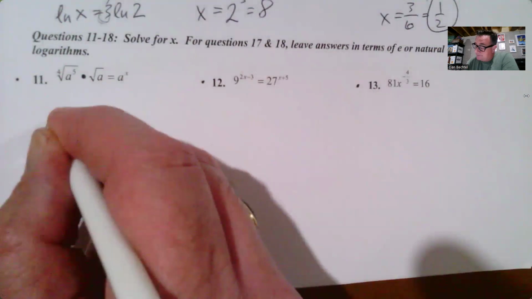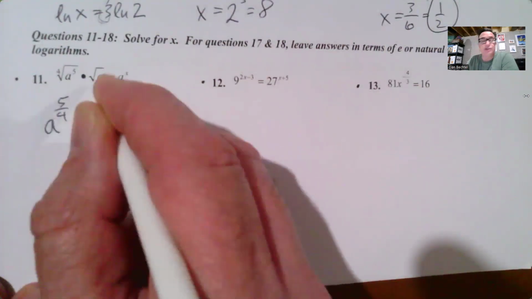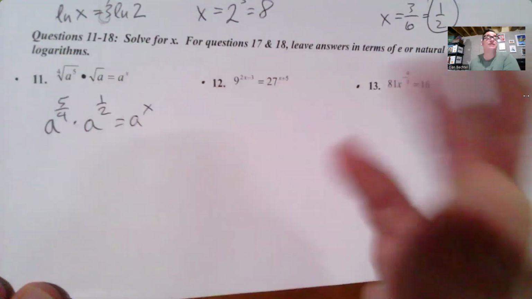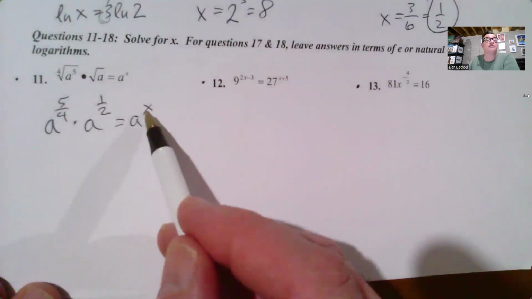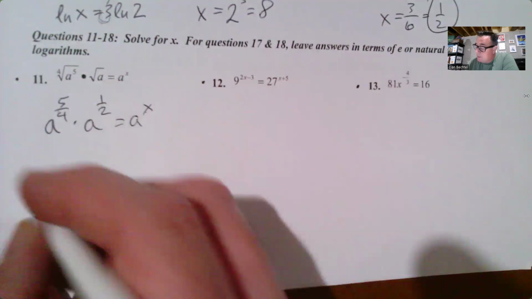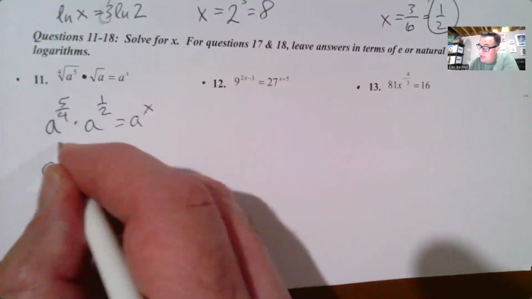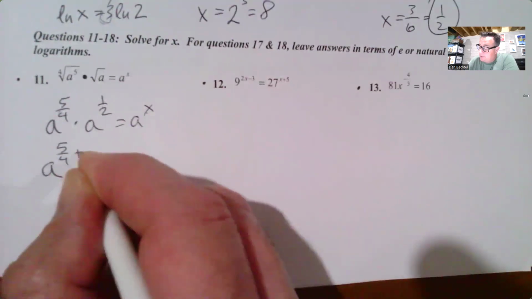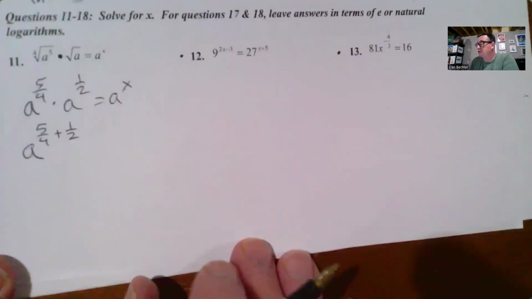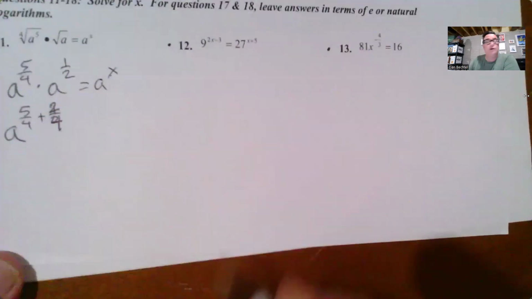So this will be a to the 5/4 times a, well, it's a square root, so that'll be the exponent 1/2, is equal to a to the x. This is a great problem because I've already just got the x there and I don't have to do anything with it. So I just have to combine those exponents. What we remember is that the law of exponents, where we're multiplying, means that we add our exponents to put them together as one thing. Now, 5/4 plus 1/2, well, it needs to have a common denominator. So this is the same as 2/4.